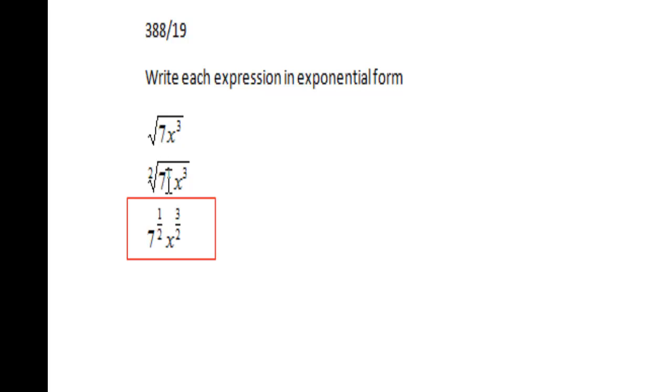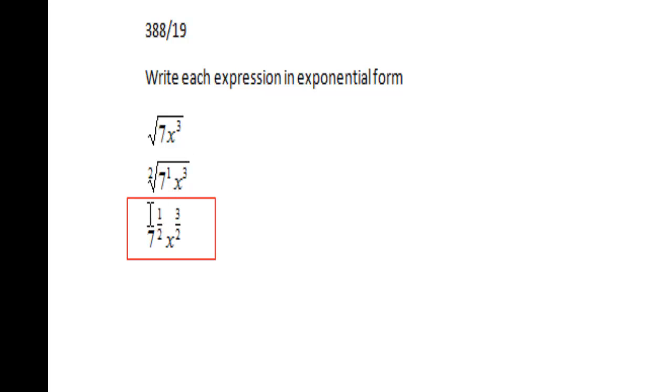For page 388, number 19, it says write each expression in exponential form. You have a radical sign 7x cubed. Now, when you don't have any index written down, you can assume, as I wrote there, that the index is 2. And what you're going to do for each of the factors in there, you have 7 as a factor and you have x cubed as a factor. You're going to make sure that they have an exponent. So that's 7 to the 1 times x to the 3.